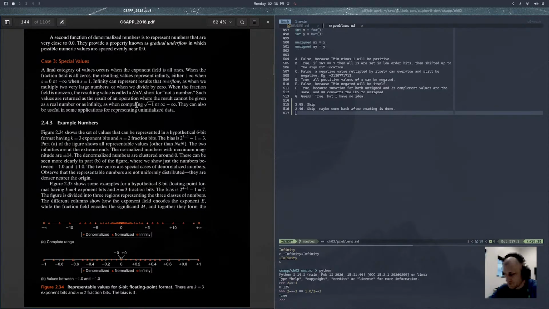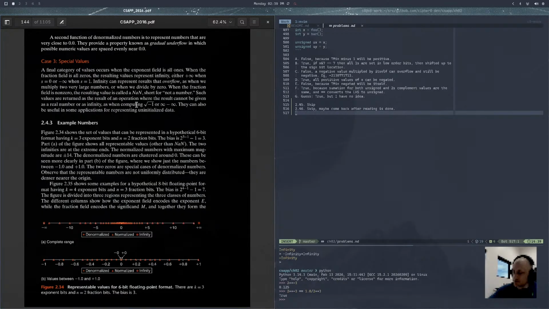Let's see. A second function of denormalized numbers is to represent numbers that are very close to 0. They provide a property known as gradual underflow, in which possible numeric values are spaced evenly near 0.